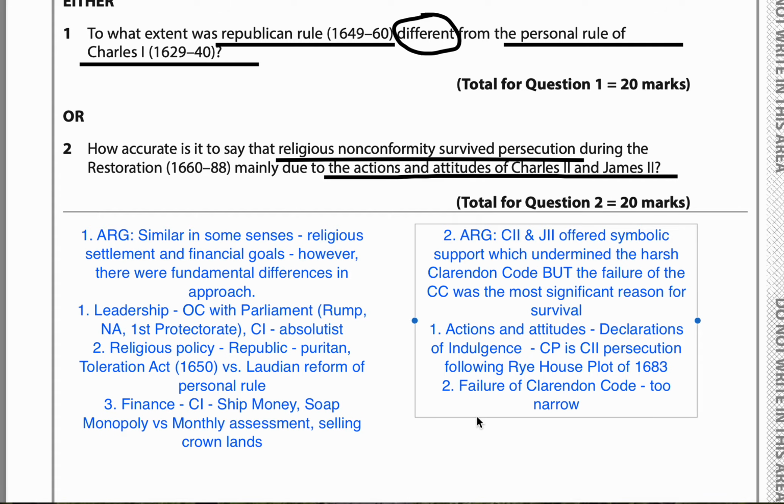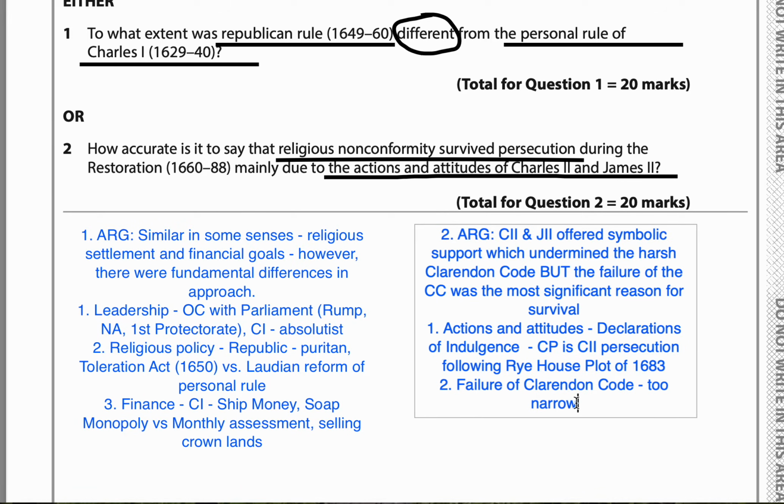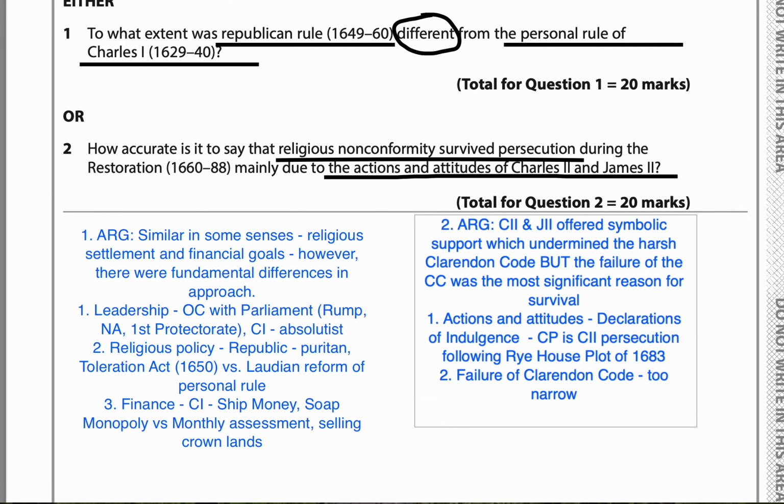You could also link it to what I'm going to talk about in paragraph 3, the long-term impact of toleration during the Republic. But just talk about the different acts of the Clarendon Code and say how they were ineffective. Okay, I think that's pretty clear that the Clarendon Code didn't work, and therefore nonconformists were able to survive. This attempted persecution failed.